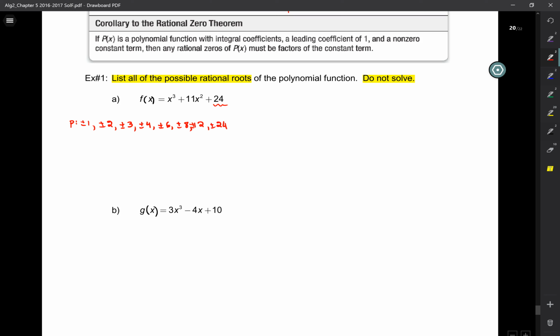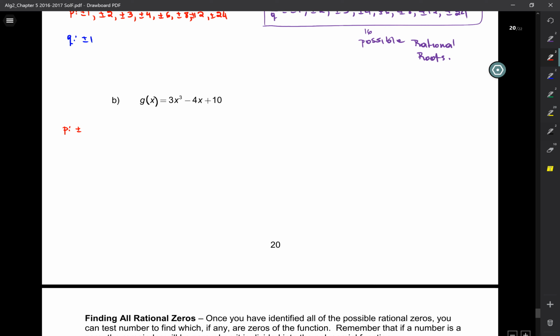So let's do the same thing for this. For P, which number am I going to take? 10. So it's all the factors of 10, which is plus or minus 1, 2, 5, and 10. What number do I pick for Q? 3. And the factors of it are 1 and 3.